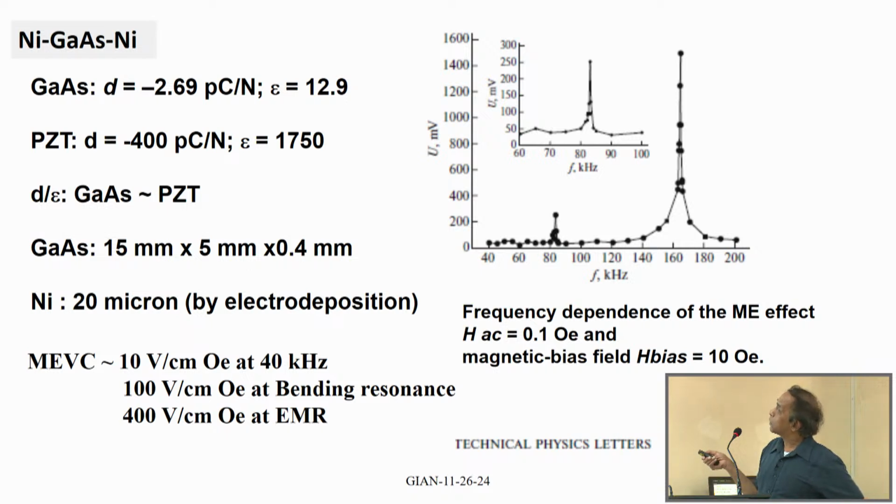And these are the responses we got from making nickel gallium arsenide trilayers, with PCT for comparison. Overall, the gallium arsenide based trilayers show reasonably good magnetoelectric voltage, and here we see that at resonance it can be as high as 1.4 volts. At low frequency, I don't have the data here, but we got very good response even at low frequencies.